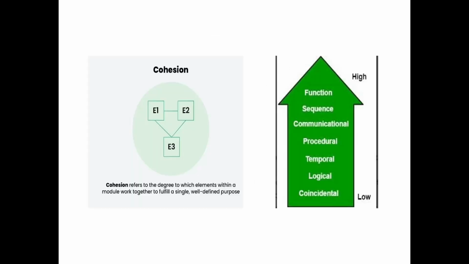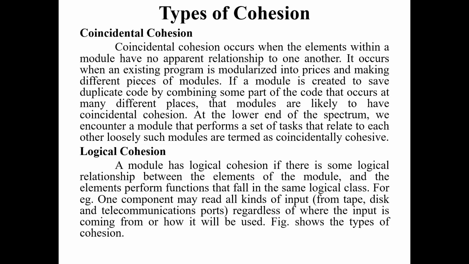The types of cohesion: functional, sequential, communicational, procedural, temporal, logical, and coincidental. Cohesion refers to the degree to which elements within the module work together to fulfill a single well-defined process. The first one is coincidental cohesion. Coincidental cohesion occurs when the elements within a module have no apparent relationship to one another.